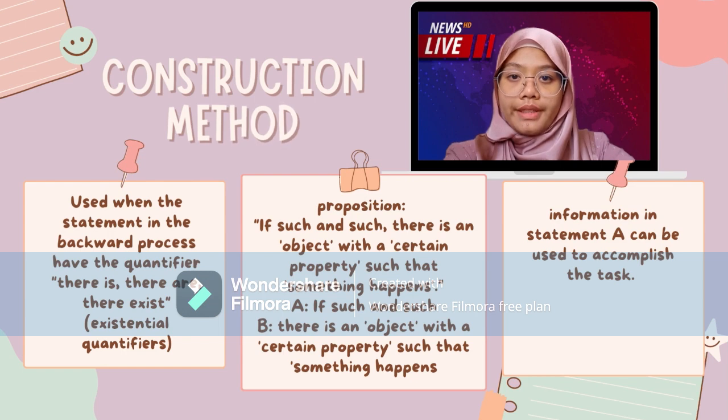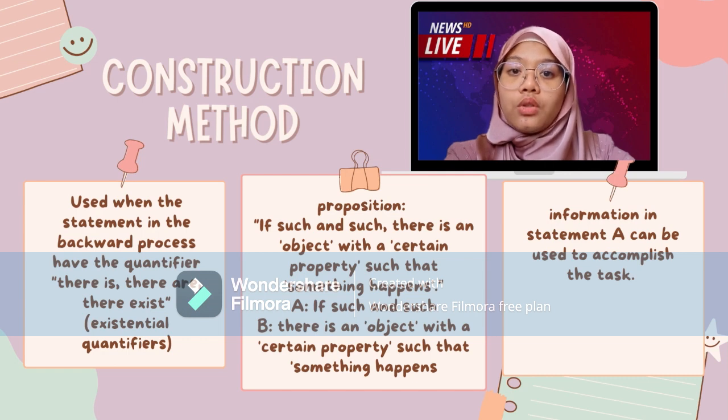There are a lot of methods to be used to prove that a statement is true. One of them is construction method. Construction method is used when the statement in the backward process has quantifiers such as there is, there are, and there exists. These quantifiers are called existential quantifiers.